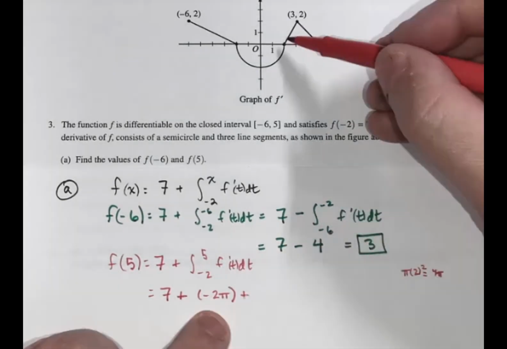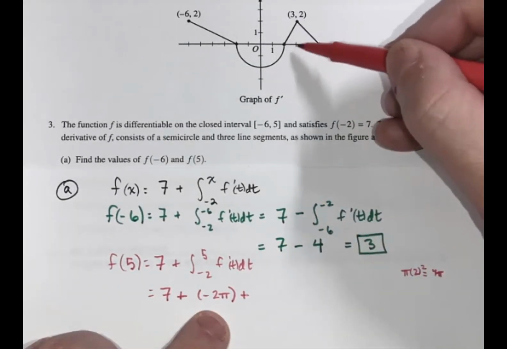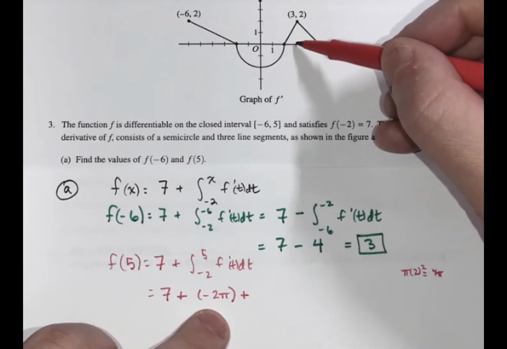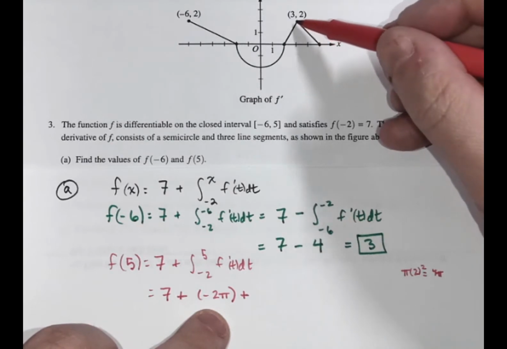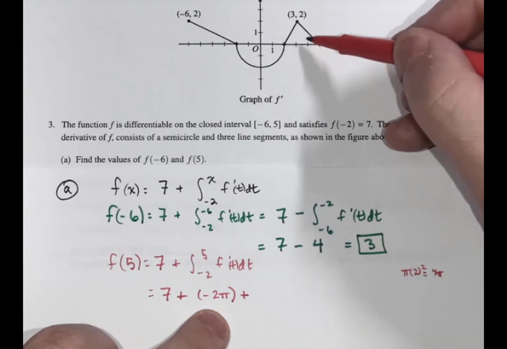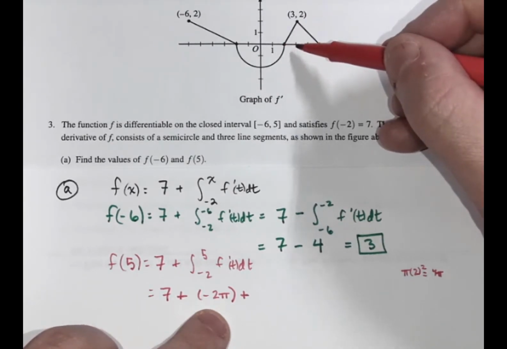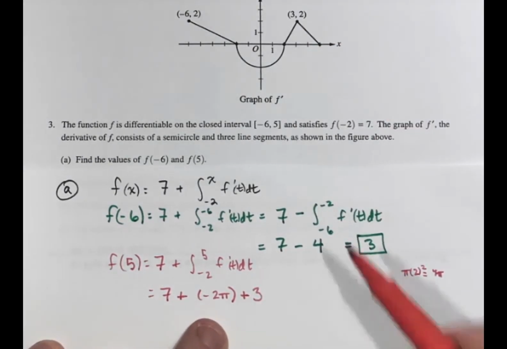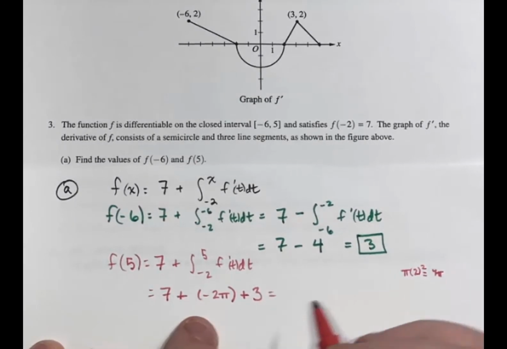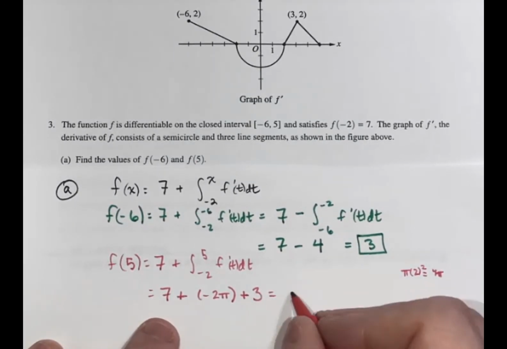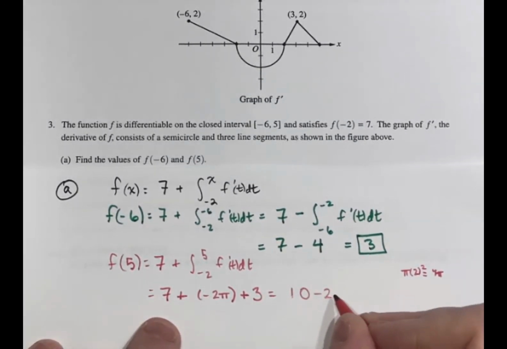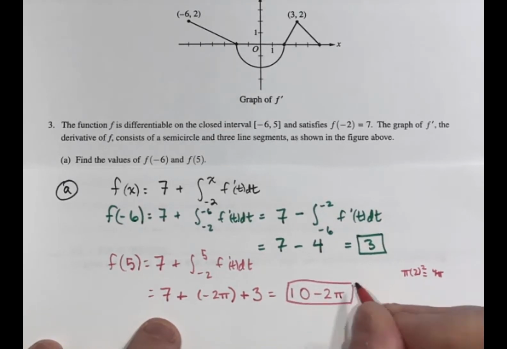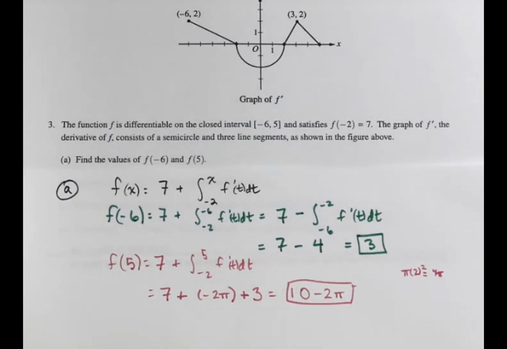Plus, from 2 to 5, we now have this triangle. The area of a triangle is 1/2 base times height. So I have 1, 2, 3 for the base, 1, 2 for the height, and 3 times 2 is 6, and half of 6 is 3. So we're going to add on 3 for that triangle. So the answer to this problem at the end is going to be 7 plus 3 subtracted by that 2 pi. So we end up getting 10 minus 2 pi. Okay, good warm-up then, right?